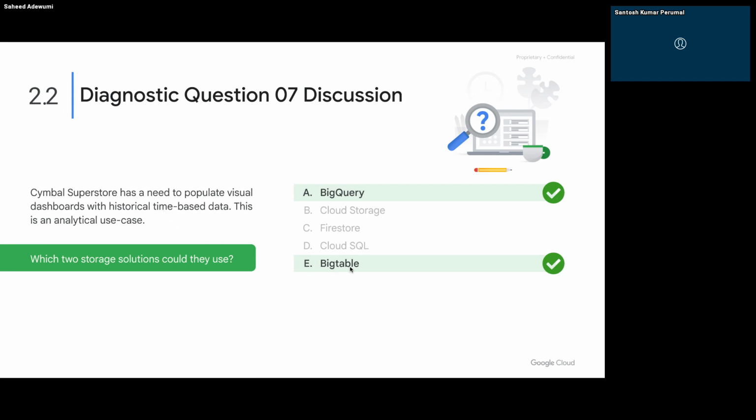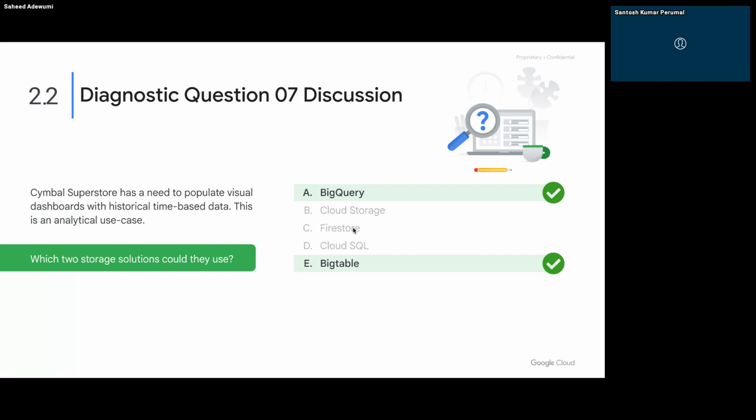Most of Bigtable data is used for real-time information. So these are the best two options for BigQuery. Cloud Storage is used for storing files, not data. That's the basic difference. That is why Cloud Storage is not a good option.